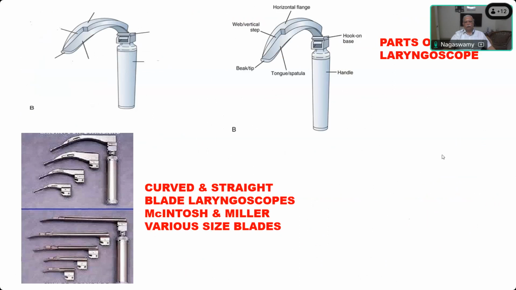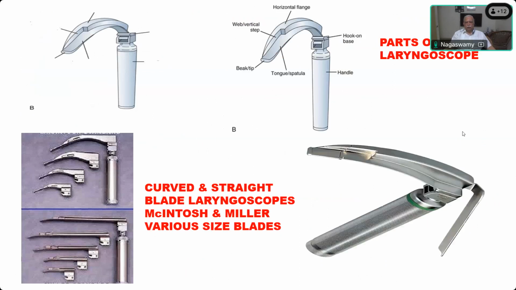What is this instrument? McCoy's. Very good. This is called the McCoy's. What is the advantage of McCoy? The tip, not the flange. This tip portion, you can see there is a connection here. When you press this lever, this will be able to lift the epiglottis without anybody helping you. So that is the advantage of McCoy blade.